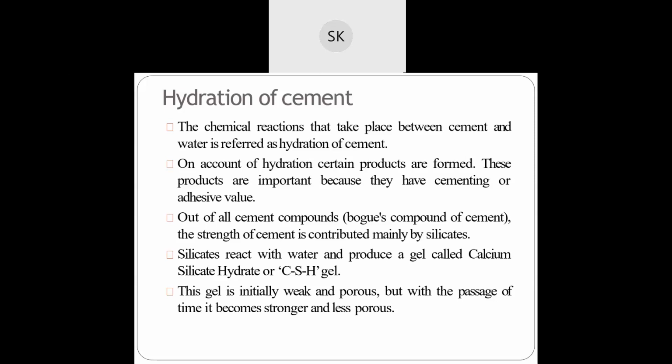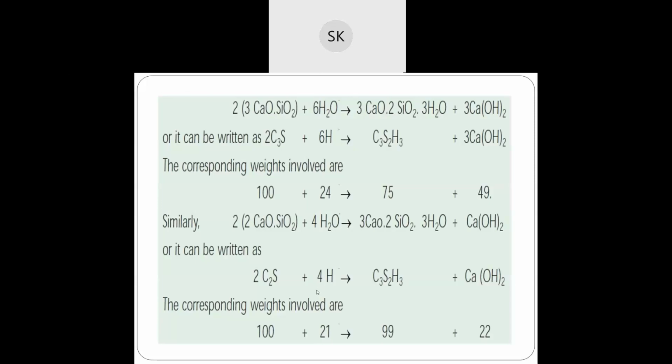Out of all cement compounds, also known as Bogue's compounds of cement, the strength of cement is contributed mainly by silicates. So silicate is an important product in cement. Silicates react with water and produce a gel called calcium silicate hydrate gel, CSH gel. This gel is initially weak and porous, but with the passage of time, it becomes stronger and less porous. These are the chemical reactions they have shown.